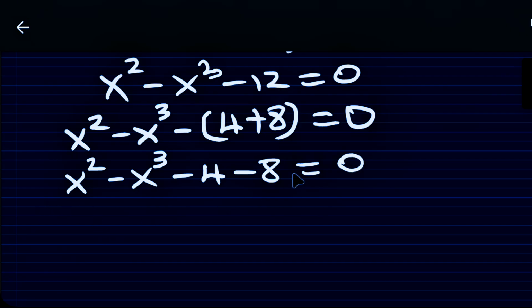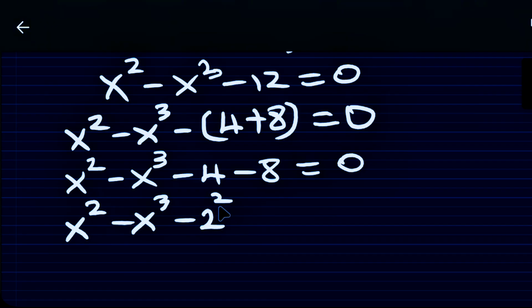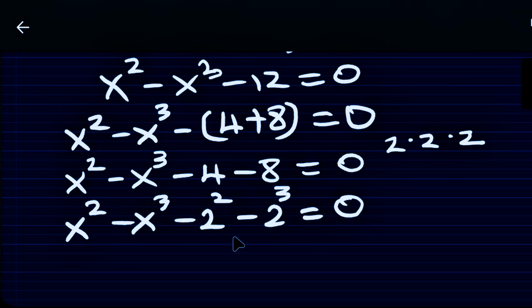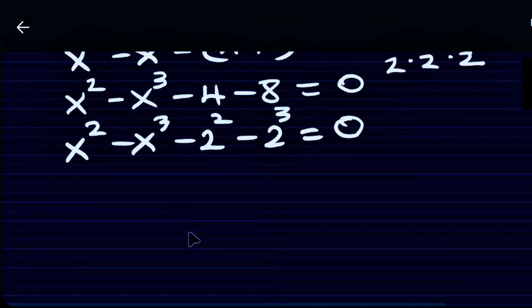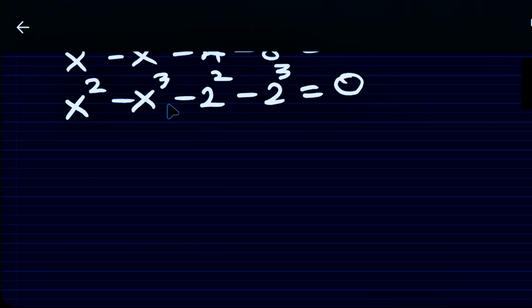So we are going to have x squared minus x cubed, then minus 2 squared. 2 squared is 4, that is 2 times 2 is 4, then minus 2 cubed. 2 cubed equals 8, that is 2 times 2 times 2. 2 times 2 is 4, 4 multiplied by 2 equals 8. So we are correct here, and this equals 0. Now we are going to rearrange this.